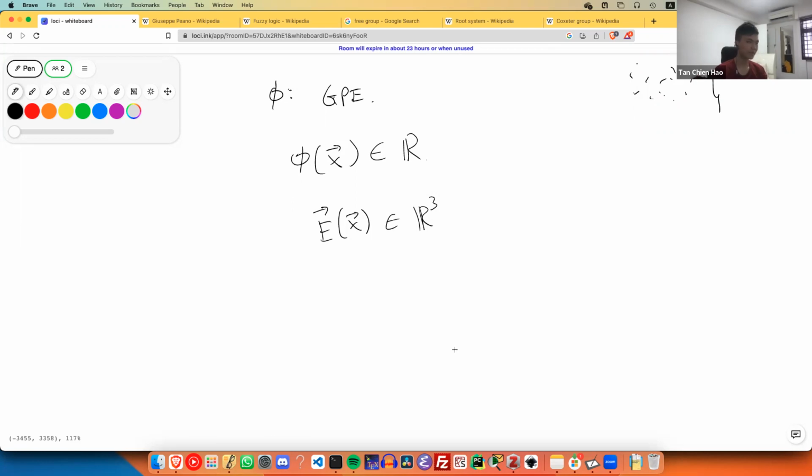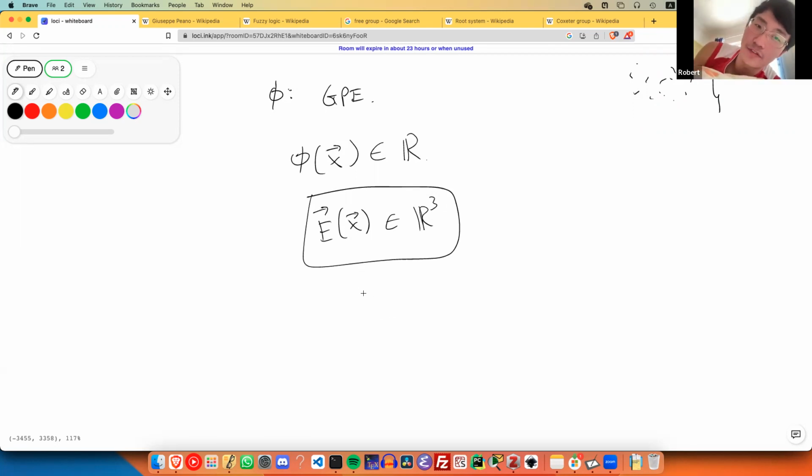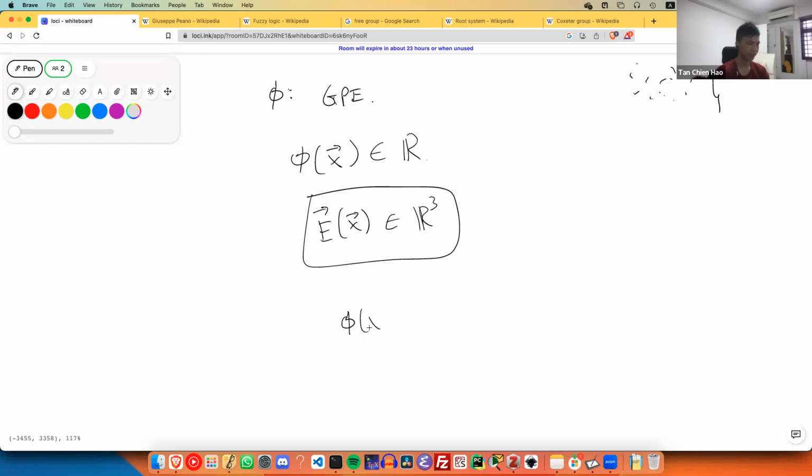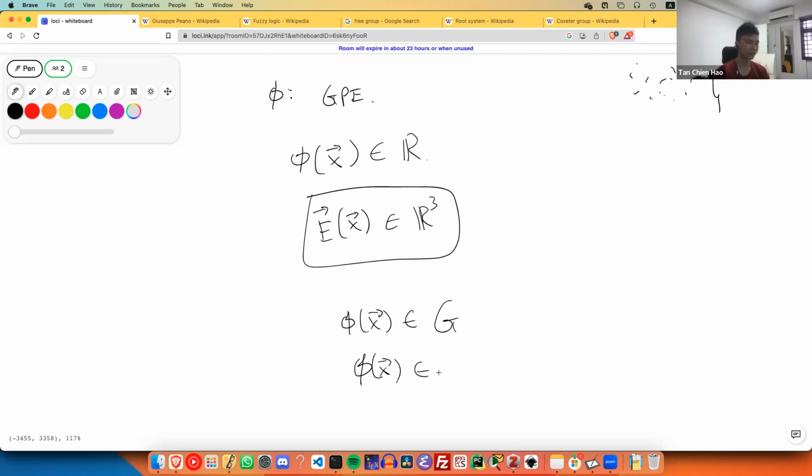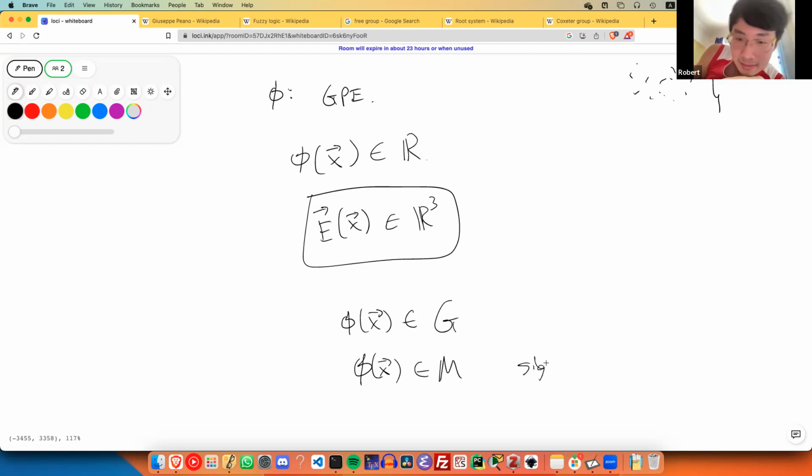So field theory is a study of how these fields evolve with respect to time. I feel like most of these fields are going to be represented as some kind of differentiable manifold. At a higher level, eventually we have theories where every point in space gives you an element of, let's say, some Lie group G, which is really just a differentiable manifold. Or perhaps if every point in space gives you an element of some manifold M, that's known as a sigma model.